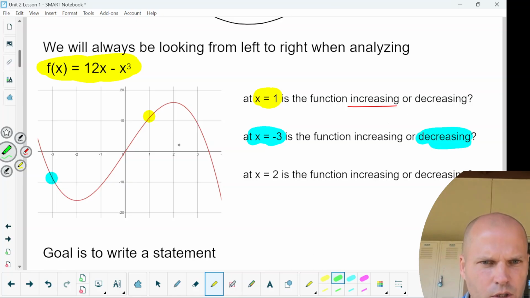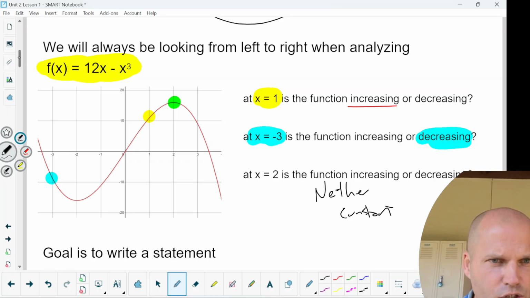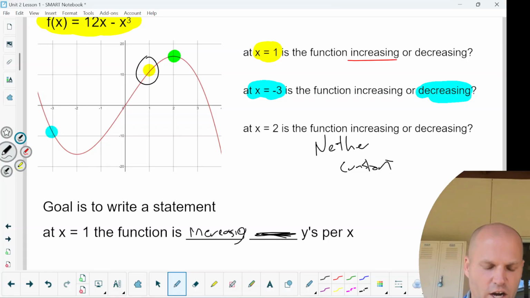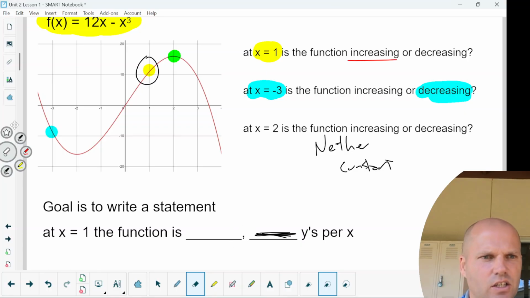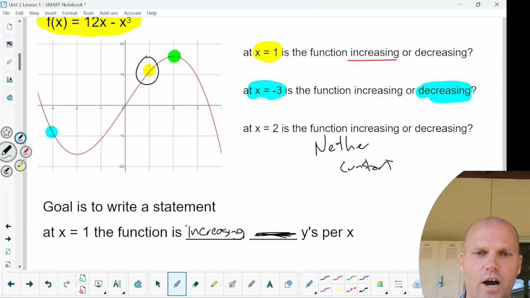At x equals 2, it looks like my function is not increasing nor decreasing. It's neither. It's constant. Well, our goal is to write a statement. At x equals 1, the function is increasing and then some amount of y's per x. So it's very much just like what we did last class, but instead of saying on average my function is increasing this many y's per x over this interval, we're saying at x equals 1, the function is increasing, and then you're going to tell me how many y's per x.